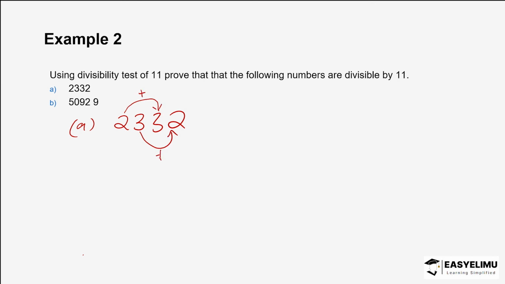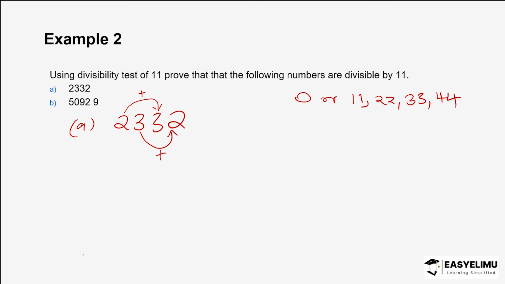We have that. So the difference between the sum of digits in the alternate positions should either be a 0 or should give us a number that is divisible by 11. So that is what we are looking for. So we want to test and see whether we are going to arrive at 0 or a number that is divisible by 11, like 22, 33, and 44, and so on and so forth.